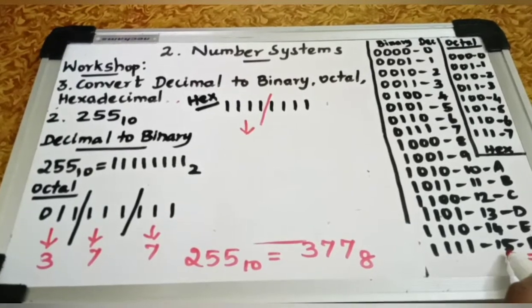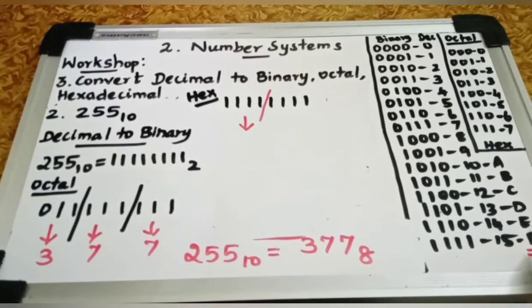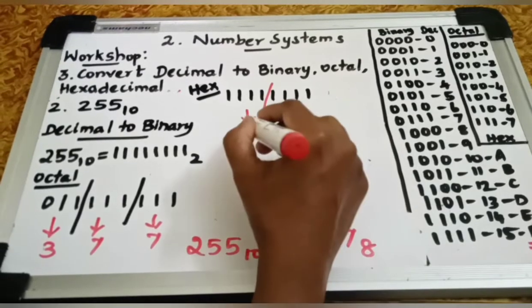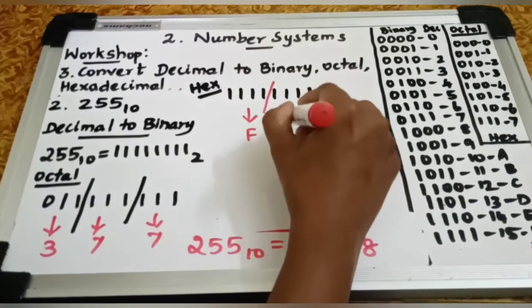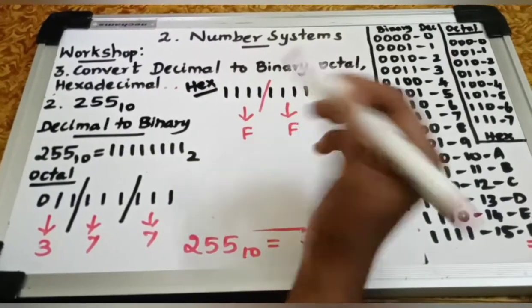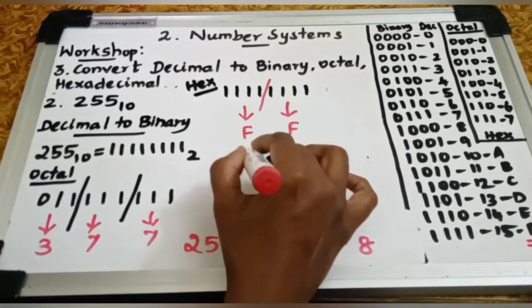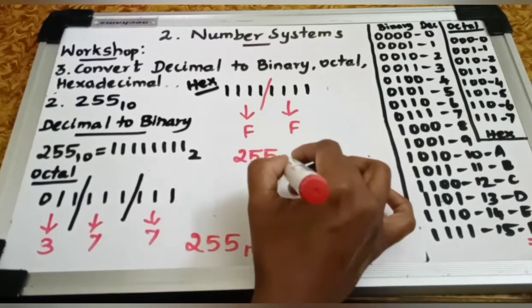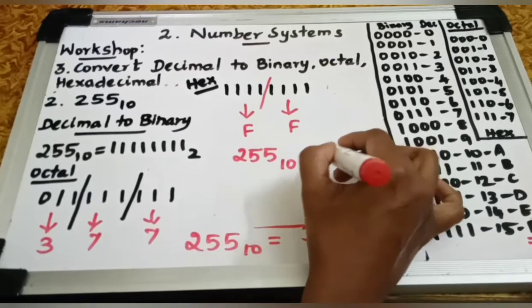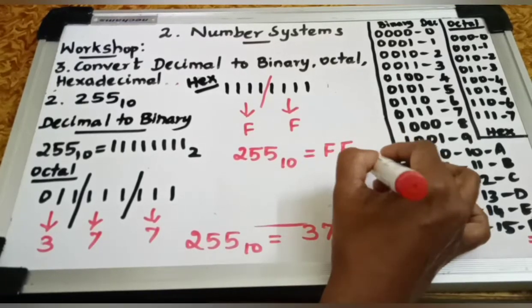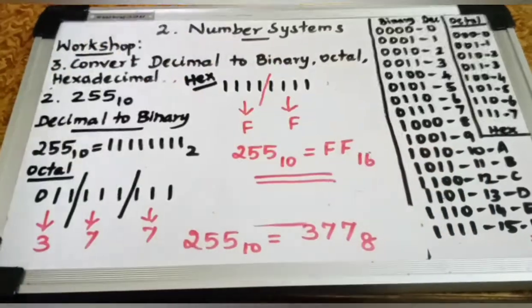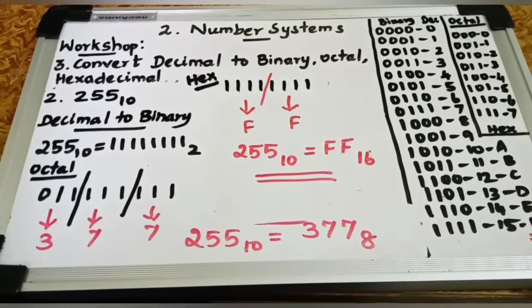The decimal equivalent is 15. The hexadecimal value is F. So this is F, and again 1111 is F. So 255 base 10 is equal to FF base 16. So this is the hexadecimal conversion.